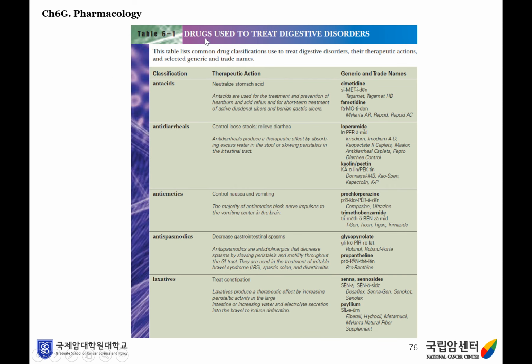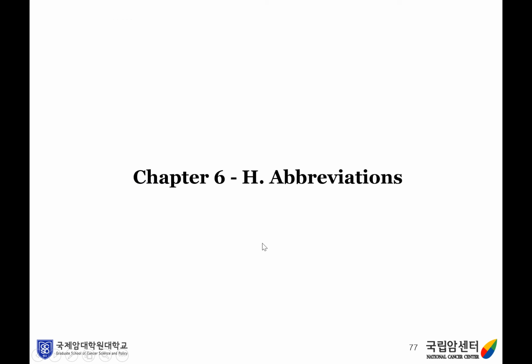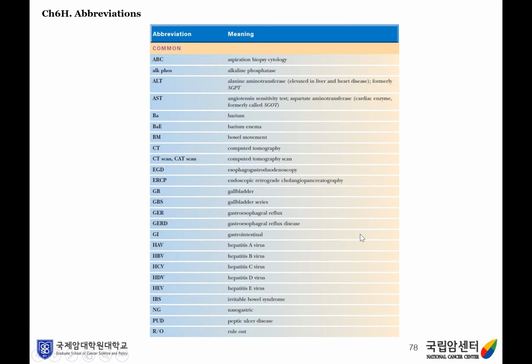So this table shows drugs used to treat digestive disorders: antacids, antidiarrheals, antiemetics. This controls nausea and vomiting. Antispasmodics and laxatives. Okay, this is the end of this lecture. Abbreviations.